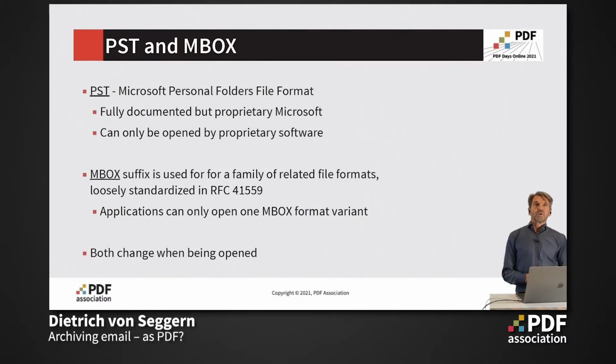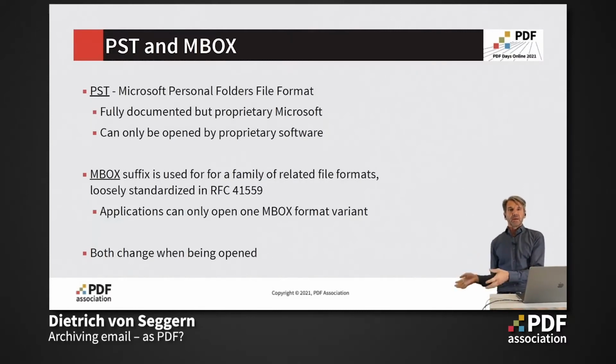We have PST files, which are from the Microsoft world, fully documented, but proprietary, and can only be opened by Microsoft software. And then you have Mbox, which is, according to EA-PDF, documented, but only loosely in another RFC, and there is no application that would be able to open all Mbox files from all email clients. So email client A may use a file with the file extension Mbox, and email client B has the same file extension Mbox, but email client A can't open the Mbox file from the other client.